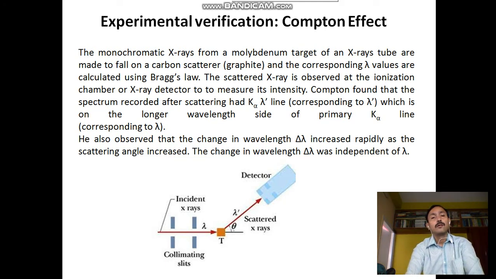corresponding to the lambda. He also observed that the change in wavelength, between the modified light and the incident light, increased rapidly as the scattering angle is increased. As the scattering angle is increased, the change in wavelength delta lambda will increase rapidly. The change in wavelength was independent of the incident wavelength.